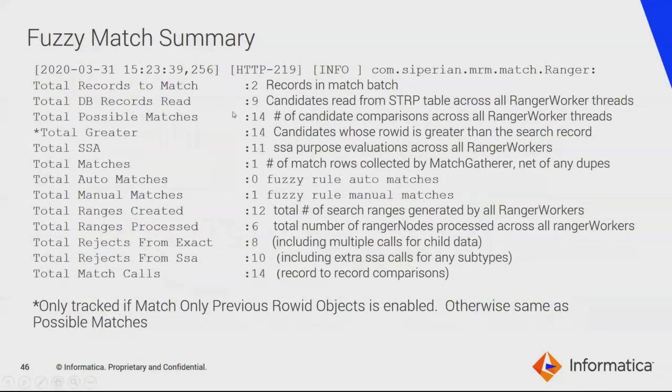So, fuzzy match summary. This was a summary for the batch that we ran. We had 2 records. We read 9 total records across all of our ranges or RangerNodes that were processed. We processed 14 candidates, and we performed 11 SSA purpose evaluations, and this number will go up if you use subtype matching. Ranges created is the number of search ranges that were generated by all my RangerWorkers across all my process servers. Actually, this would be per process server, sorry. Ranges processed would be the number of RangerNodes processed by this process server, okay, and so on.